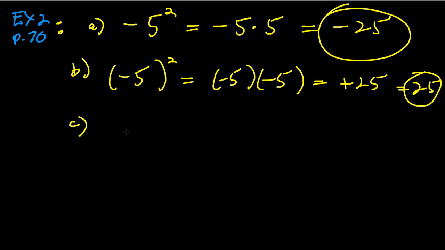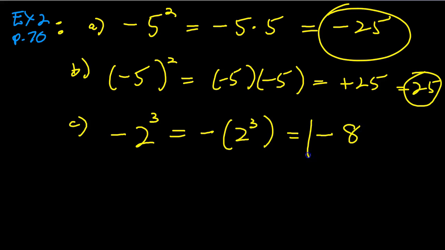Part C in this example talks about negative 2 to the third power. All right, and again, that is really equivalent to putting invisible parentheses around 2 to the third power. So it's the negative of 2 cubed, which is negative 8 as the return. So please beware that negative sign you see in part C is outside of the exponent process.